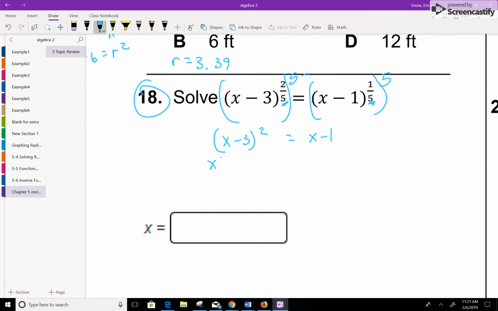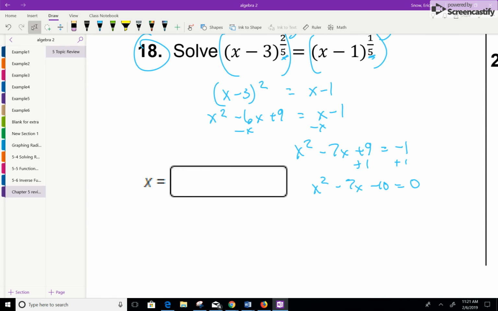So we get x squared minus 6x plus 9 equals x minus 1, minus x, so x squared minus 7x plus 9 equals negative 1, and we add 1 to both sides. x squared minus 7x plus 10 equals 0. Then I don't really care how you solve this quadratic. I am going to factor it. x minus 5, x minus 2. So x is 5 or 2.